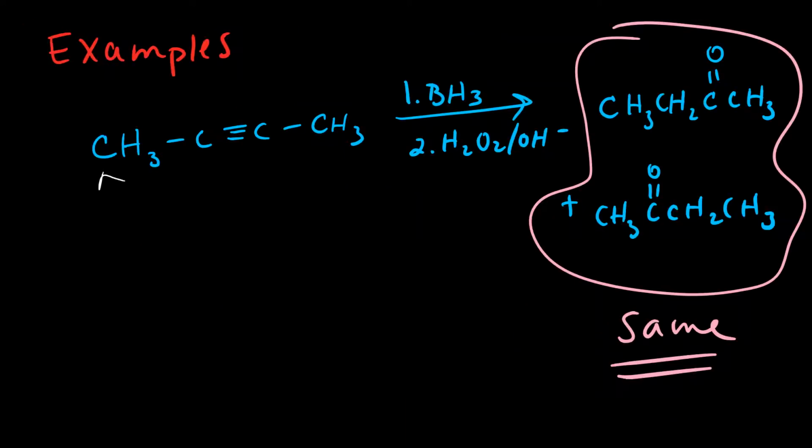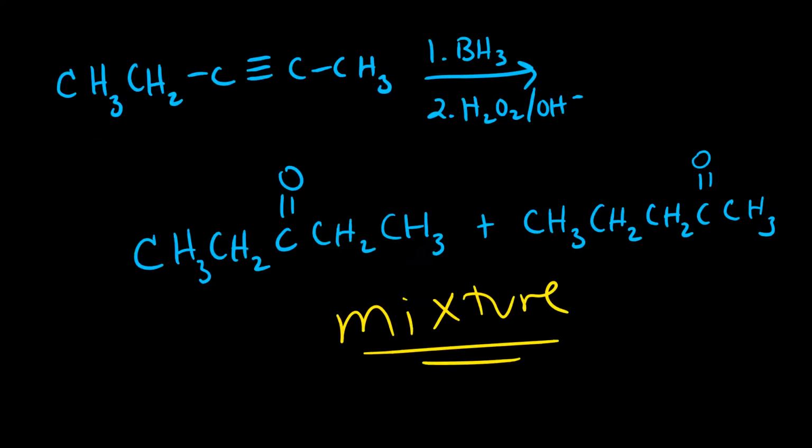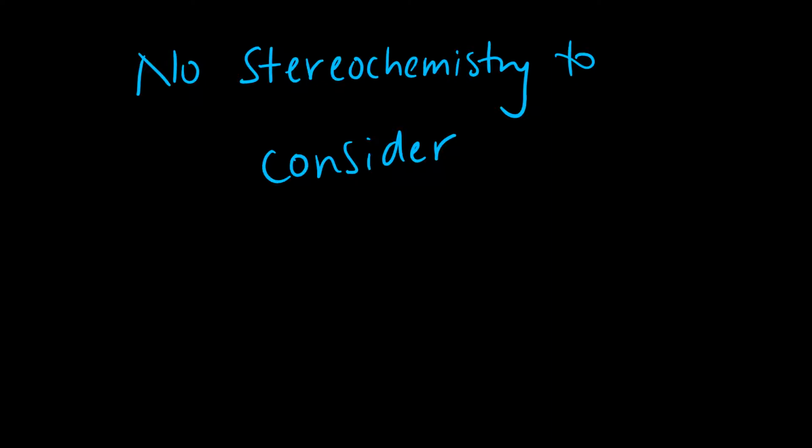Once again, in the case of the symmetrically substituted alkyne, you're going to get the same product no matter which side gets the hydroxyl group. But again, in the case of the asymmetric alkyne with the ethyl and methyl group, for example, you will get a mixture of products. And once again, there's no stereochemistry to consider in this process.